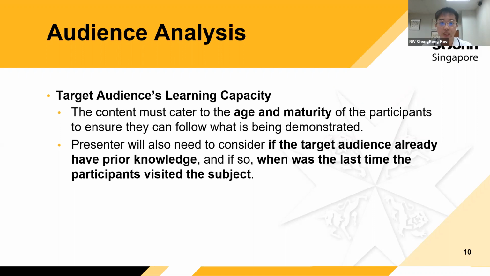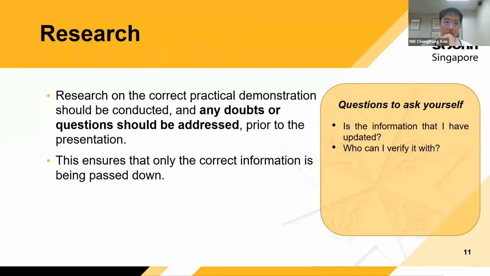Right, now that we have talked about target audience learning capacity and the size of the target audience, we have covered audience analysis. So now we'll move on to research. Why do you carry out research? Research is important to clarify any doubts or questions that you may have. This ensures that only correct information is being passed down. How do you do research? Research can be done online or through your reliable senior or teacher. I encourage you to do a two-point kind of research: first online, and second through a human being, your teachers or your reliable senior.